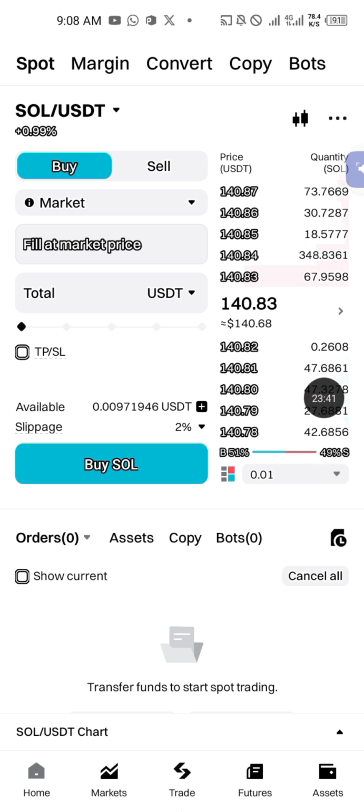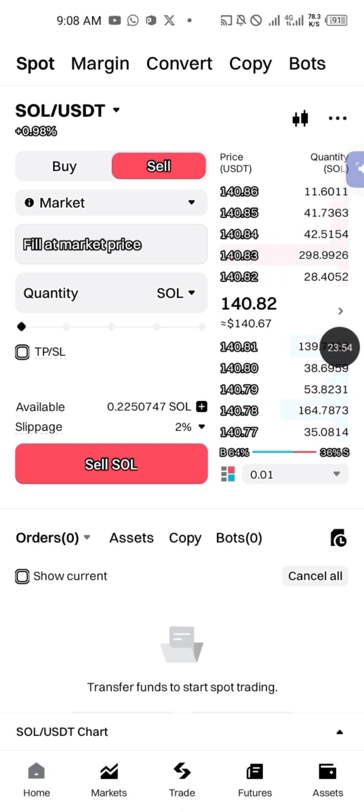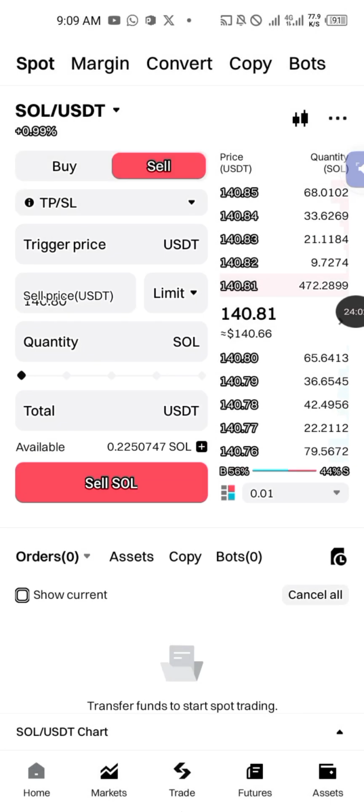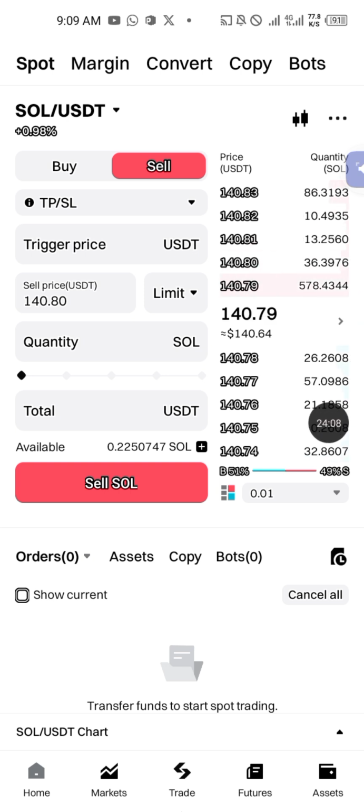So it's good for you to buy in a downward trend, so that when it goes into an upward trend, you will be able to sell. So look right here. After I've already bought Solana, then I'll come to sell. Once I tap on sell, then I'll tap on TPSL, right? So once I tap on TPSL, I'm going to set my TPSL.